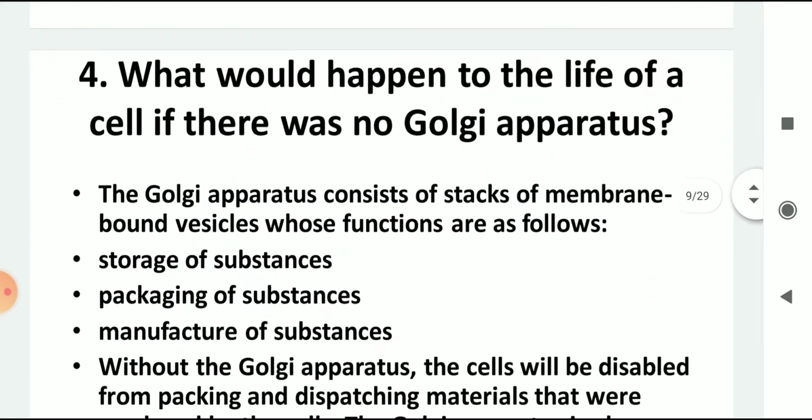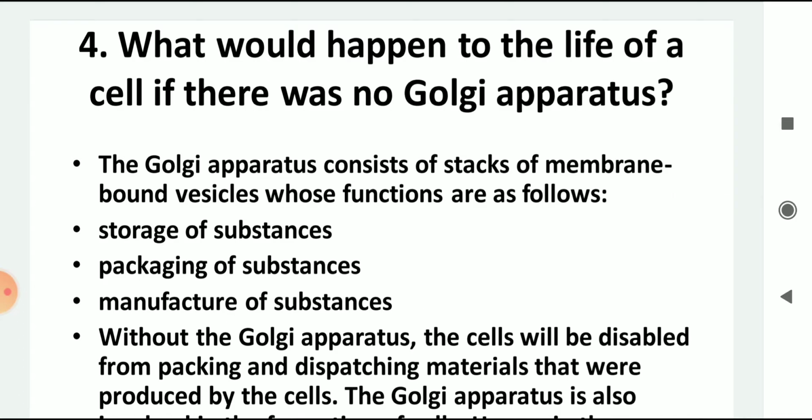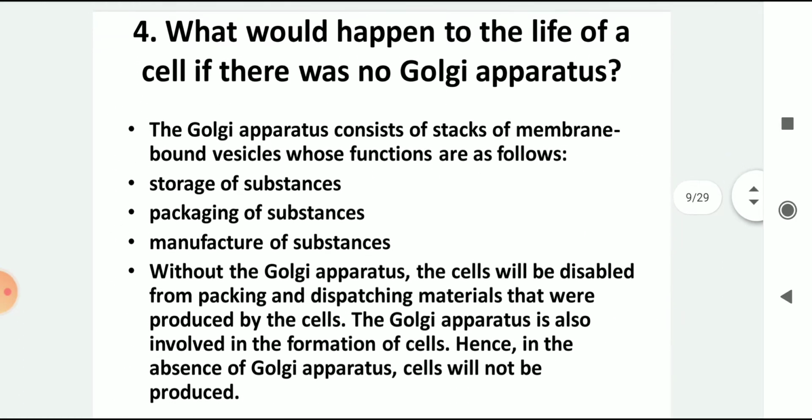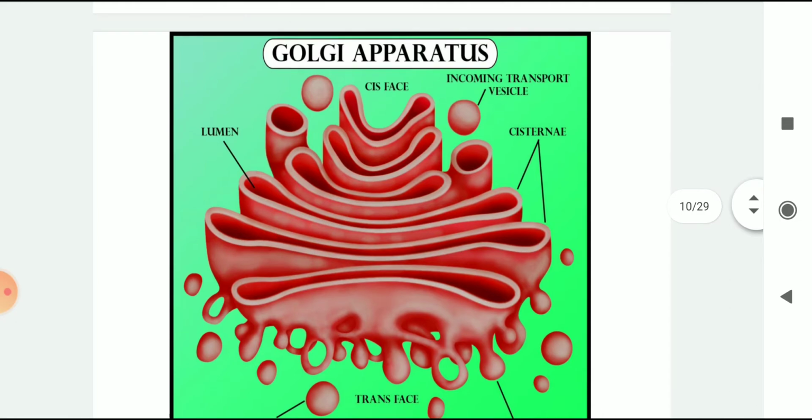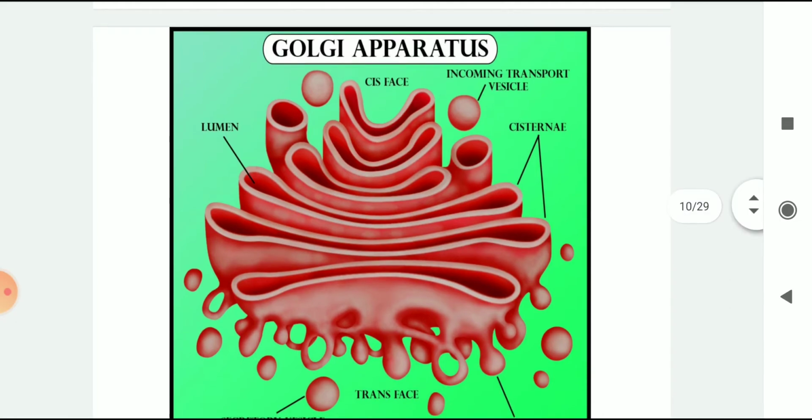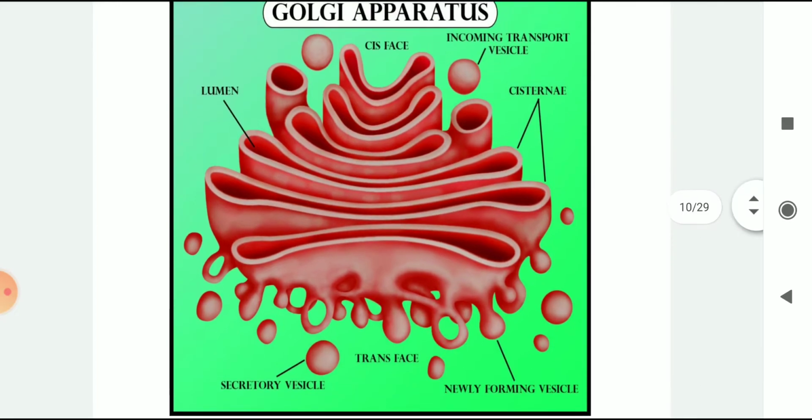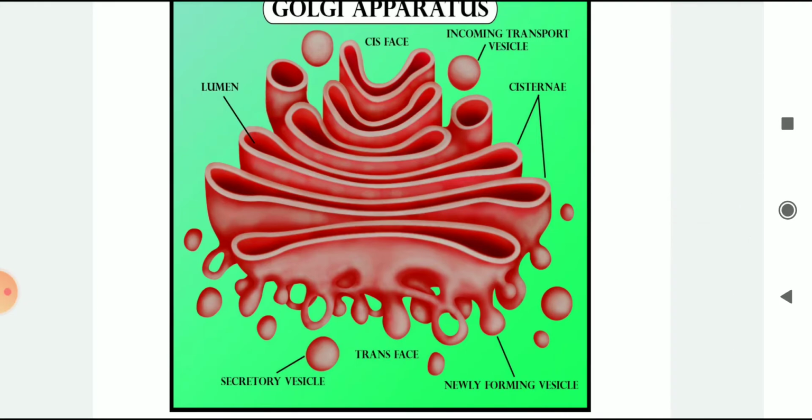Moving ahead, the fourth question: what would happen to the life of a cell if there was no Golgi apparatus? So I think you all know how a Golgi apparatus looks. When you are going to answer this question, please mention this diagram also. Here the cisternae, cis-face, lumen, trans-face and vesicles are present.